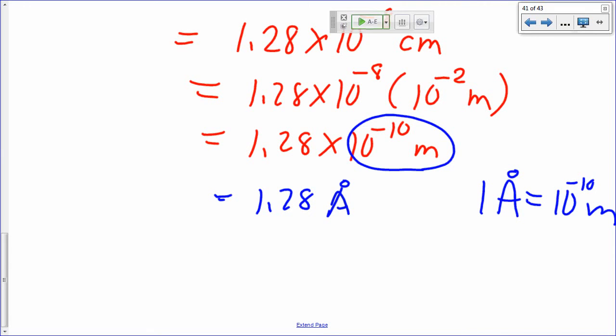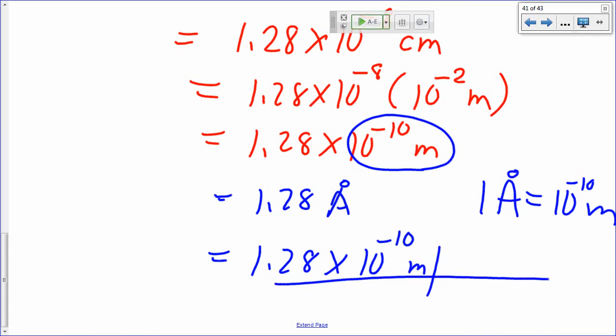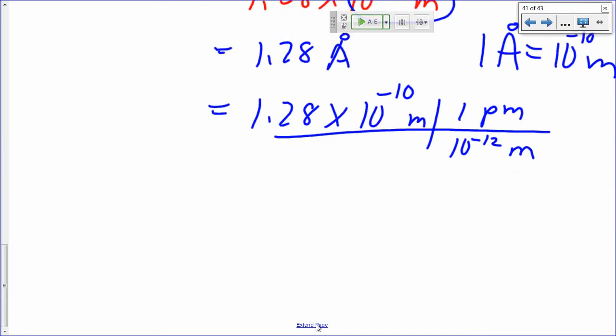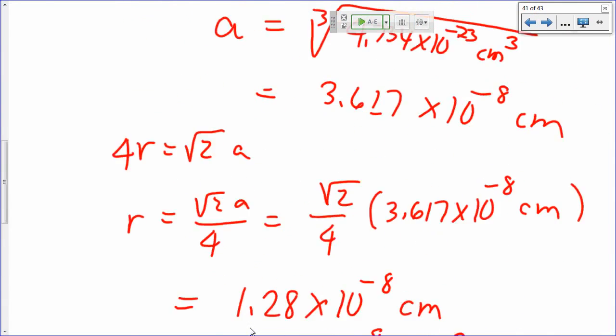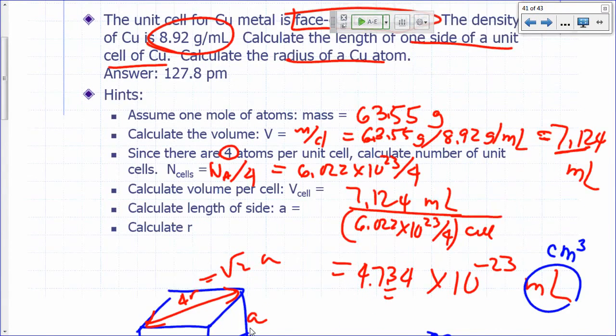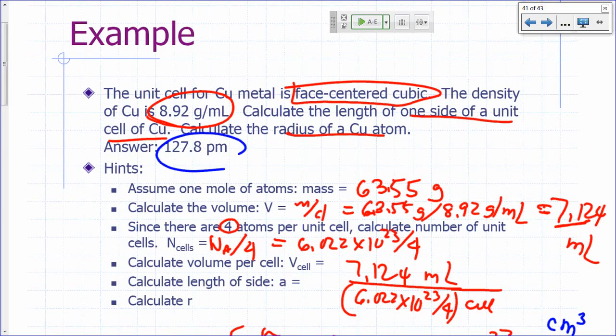Now what is that in picometers? That's 1.28 times 10 to the negative 10 meters. So how do I change meters to picometers? 1 picometer is 10 to the negative 12 meters. So to go from angstroms to picometers, effectively you just multiply by 100. That's 128 picometers. So that would be the radius of your copper atom. 127.8.